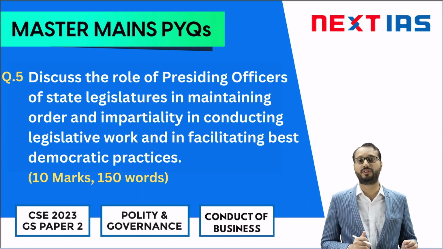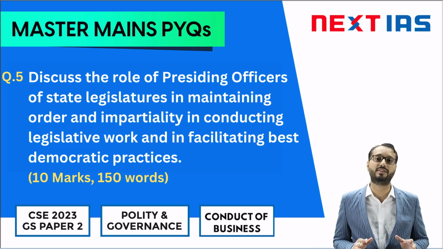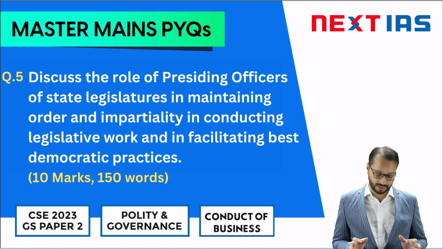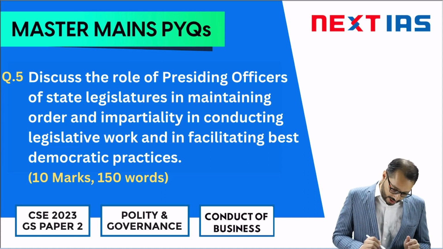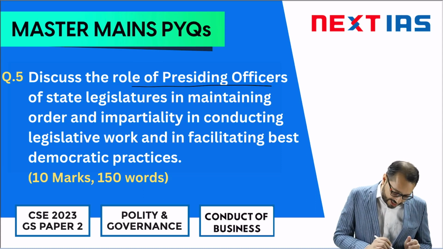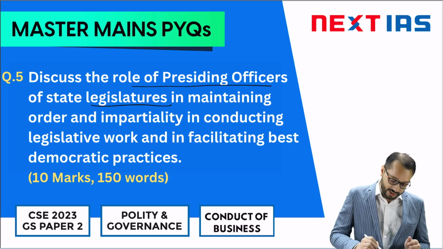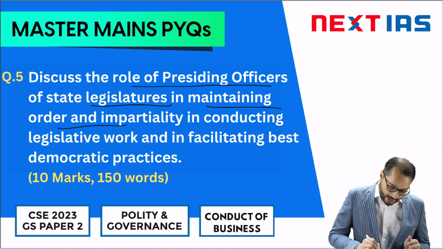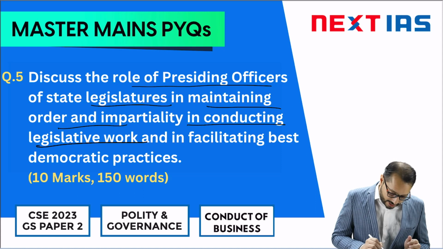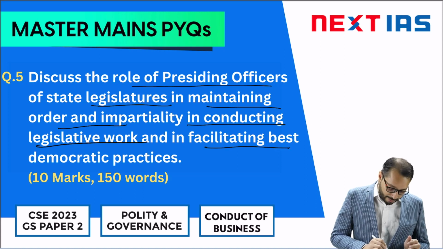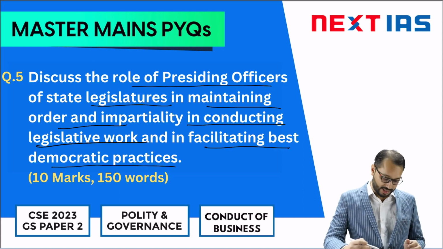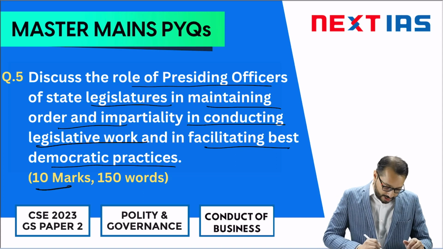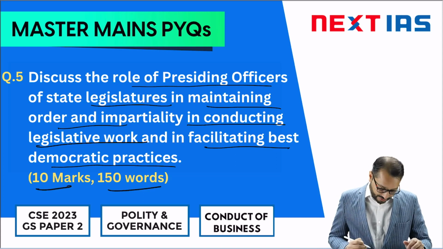This particular question was a polity question asked in this year's GS paper 2 mains, right? So the question was, discuss the role of presiding officers of state legislature in maintaining order and impartiality in conducting legislative work and facilitating the best democratic practices, right? So it was a 10 marker to be answered in 150 words.